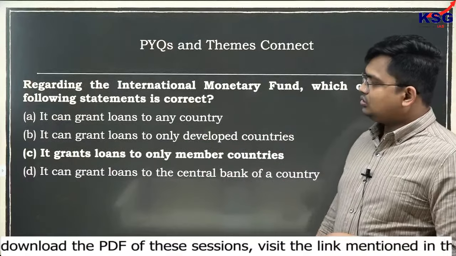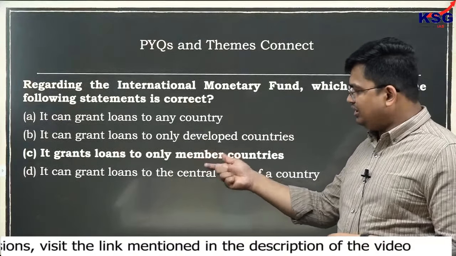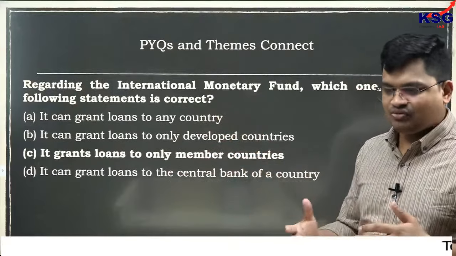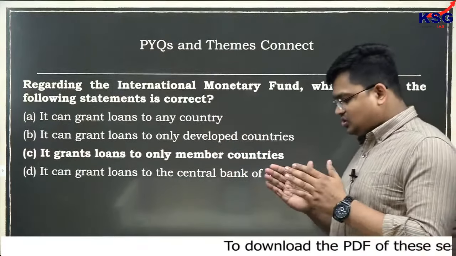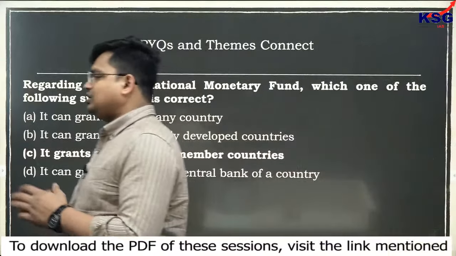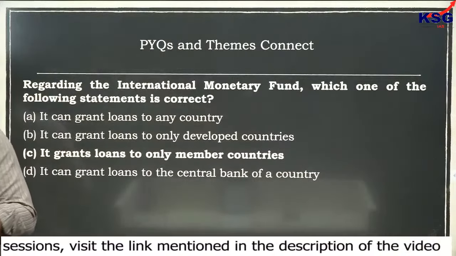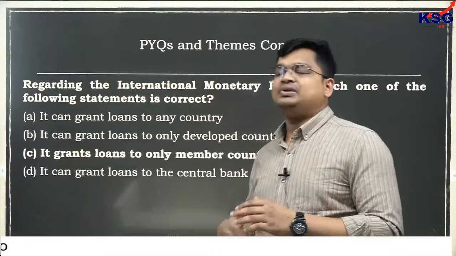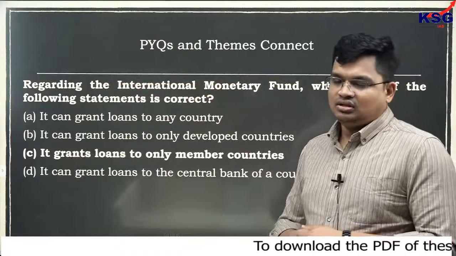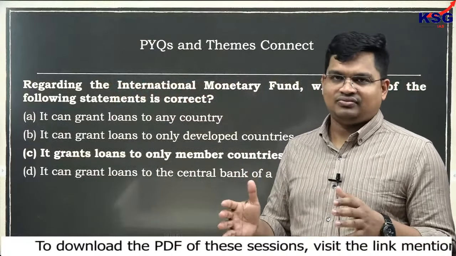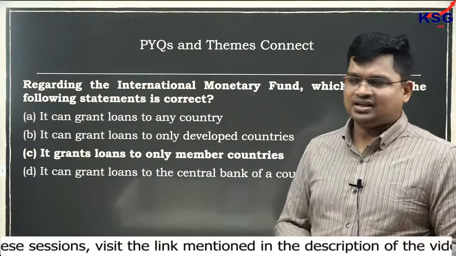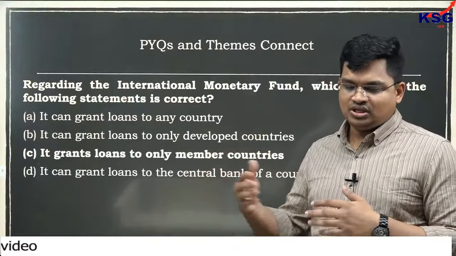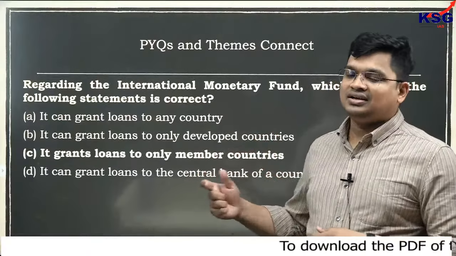Now, option C is only member countries. Any country is a vague option, it's not correct, because the IMF provides loans to member countries only. Those who are members can simply access the IMF regarding their fund, and the IMF can release that. So it's not any country which can approach, rather only member countries can approach.